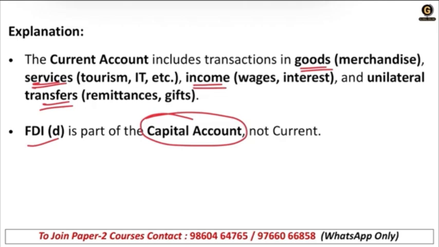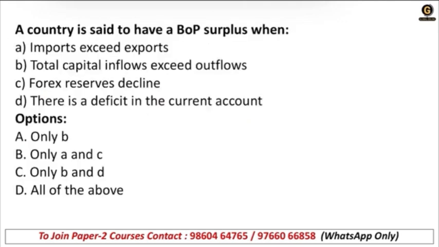What will we do in the capital account? FDI. Next, a country is said to have BOP surplus when imports exceed exports, total capital inflows exceed outflows, forex reserves decline, or there is a deficit in the current account. So when total capital inflows exceed outflows, then we will call it a BOP surplus.